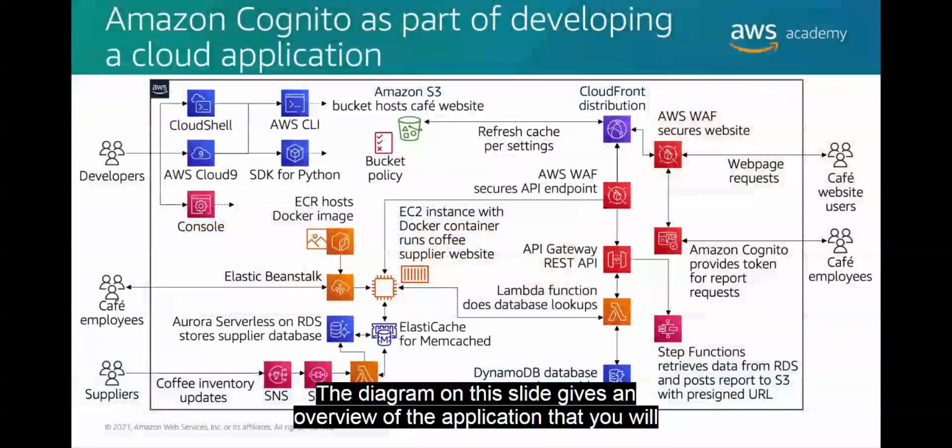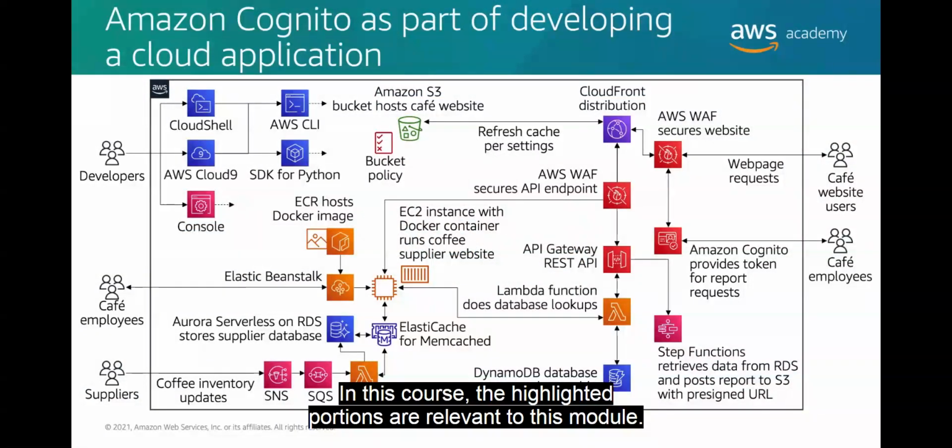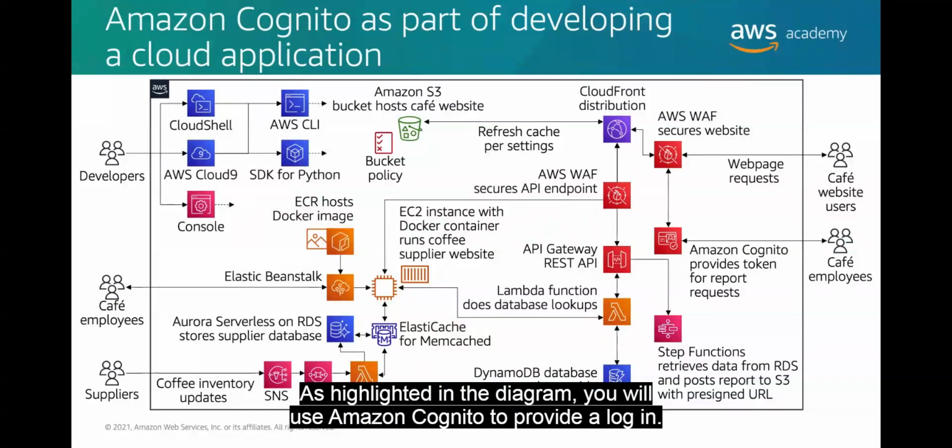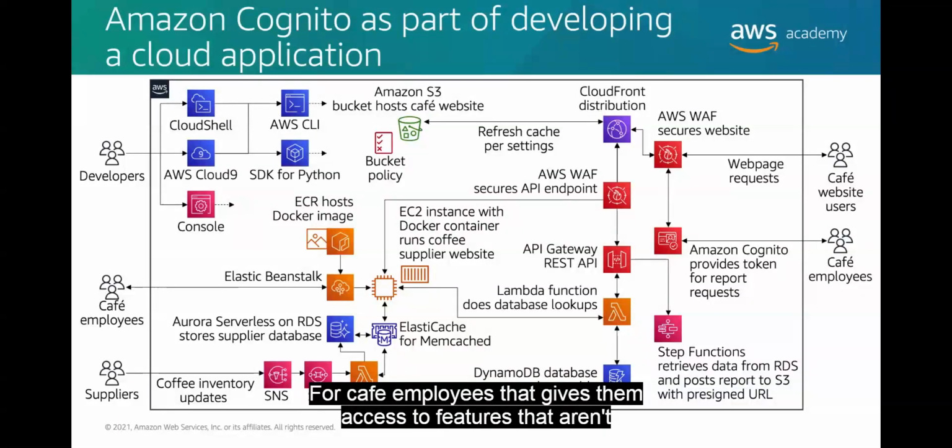The diagram on this slide gives an overview of the application that you will build through the labs in this course. The highlighted portions are relevant to this module. As highlighted in the diagram, you will use Amazon Cognito to provide a login for Cafe employees that gives them access to features that aren't available to external users.